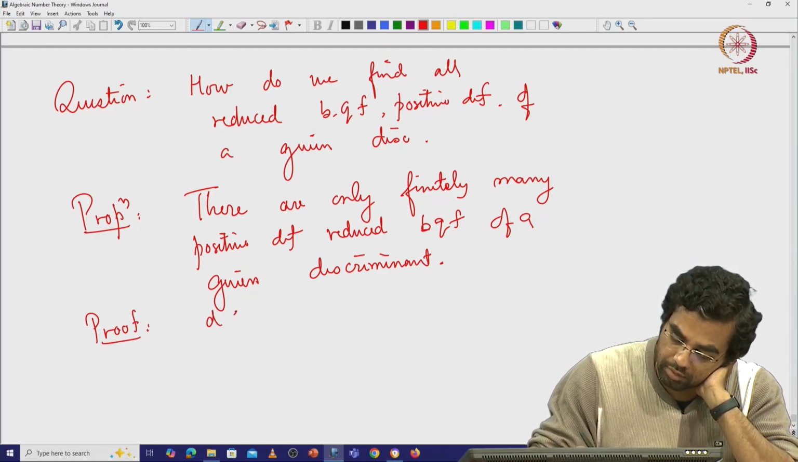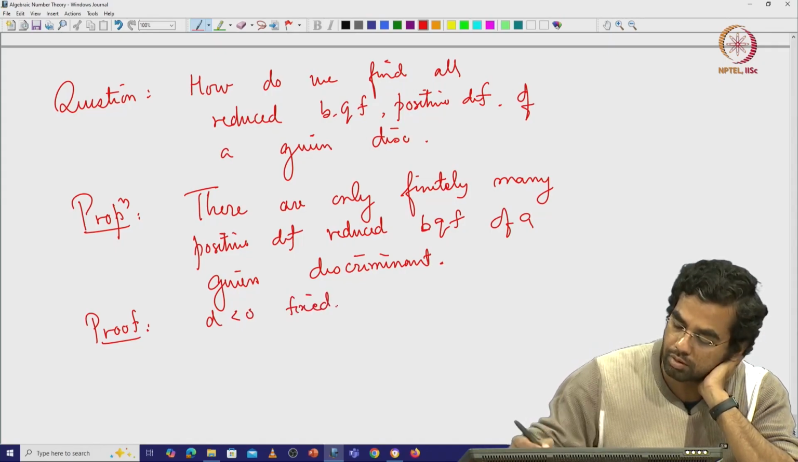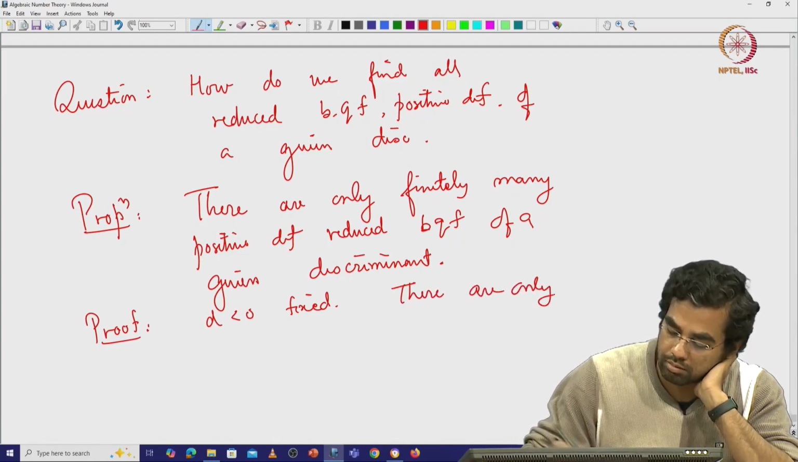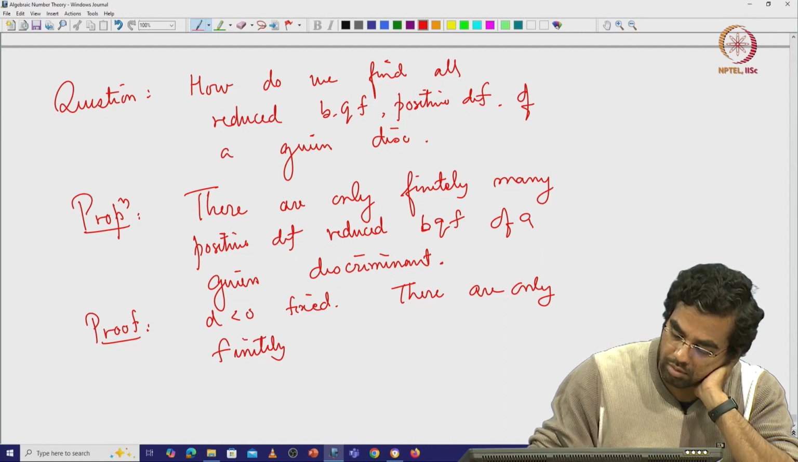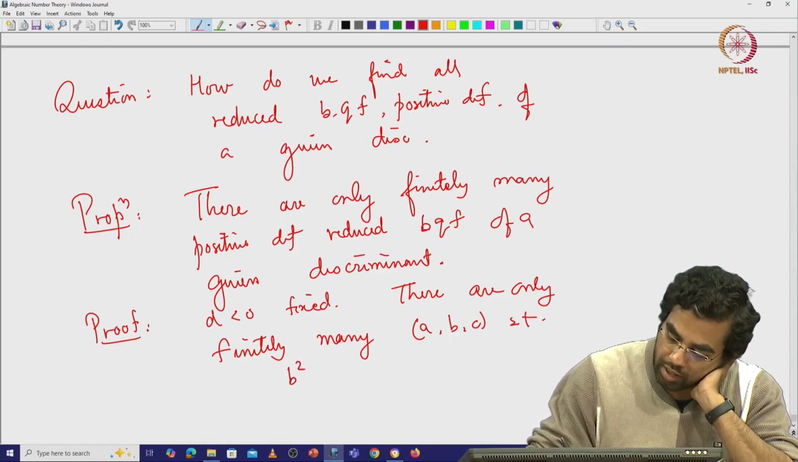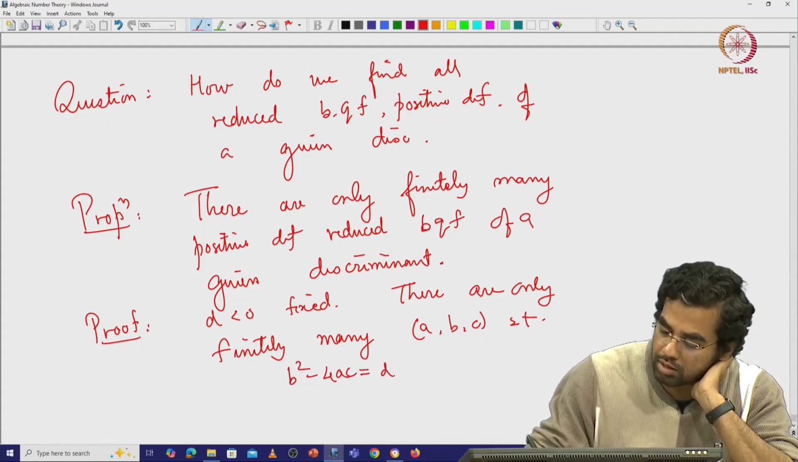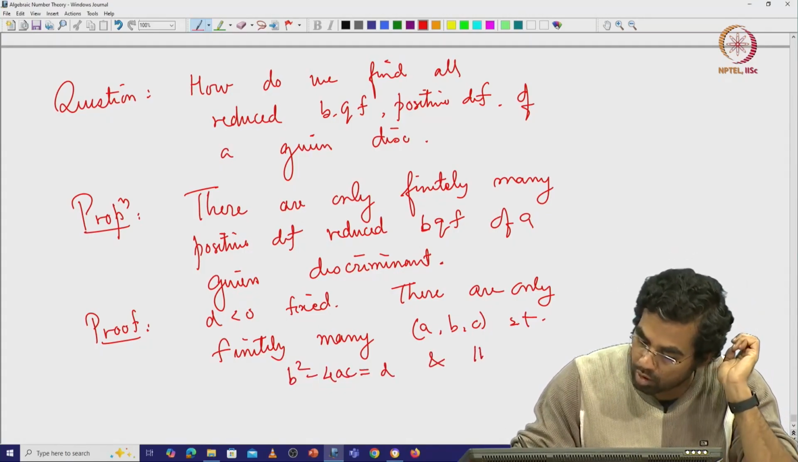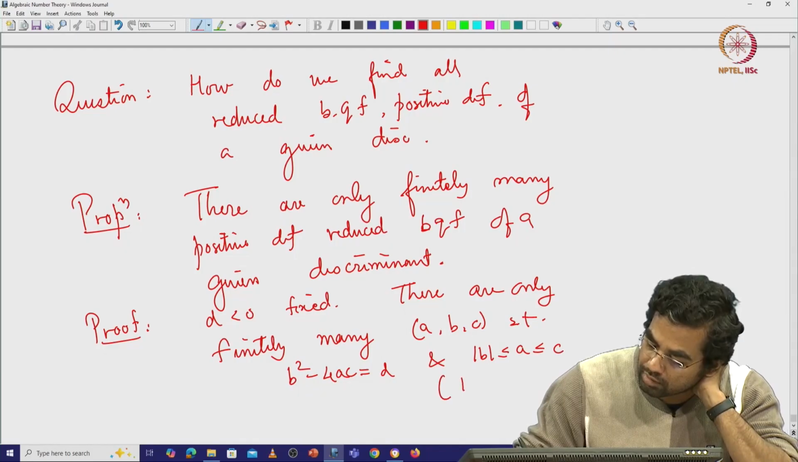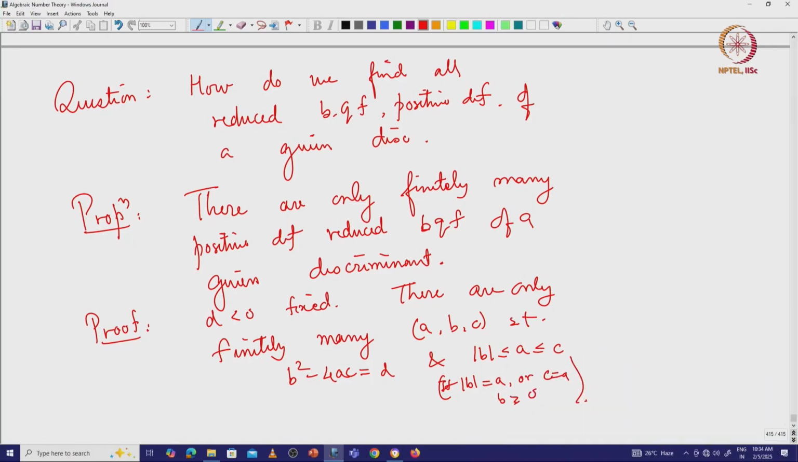So D is fixed. Then there are only finitely many ABC such that B squared minus 4AC is equal to D, and mod B is less than or equal to A is less than or equal to C, and the other thing is not even needed, but if A is equal to C, then B is greater than or equal to 0. So there are only finitely many things like this, and why is that?